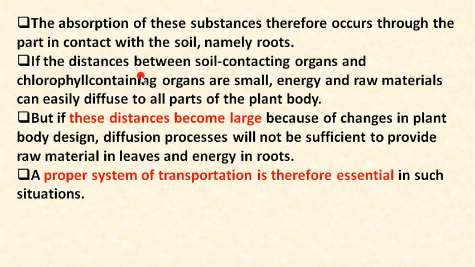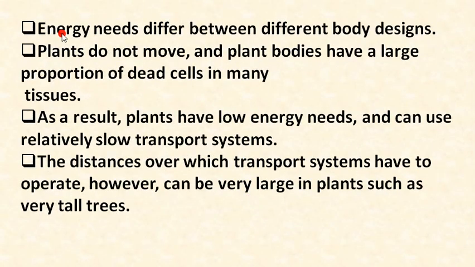For example, in small plants the organs are small, and energy and raw materials can easily diffuse, meaning they reach each other. If the soil containing organs and chlorophyll containing organs are close to each other, the distance is small, so diffusion will happen. But if this distance becomes large, because of changes in plant body design, the diffusion process will not be sufficient to provide the raw materials to the leaves and energy to the roots. So a proper system of transportation is essential in such a situation, for large distances. Here we will see this proper system.